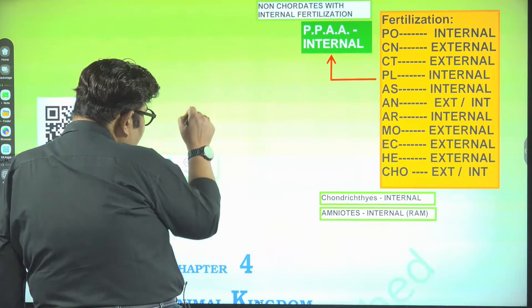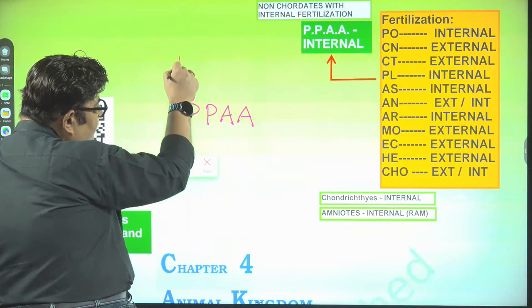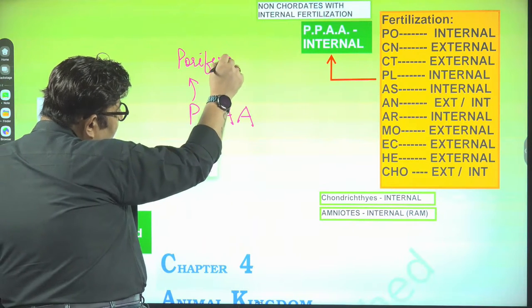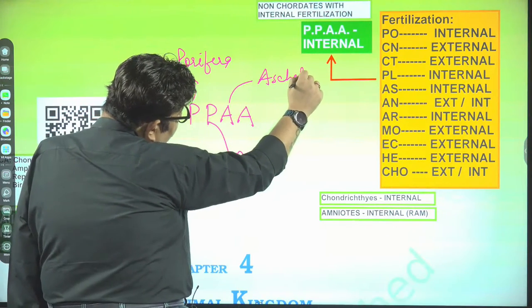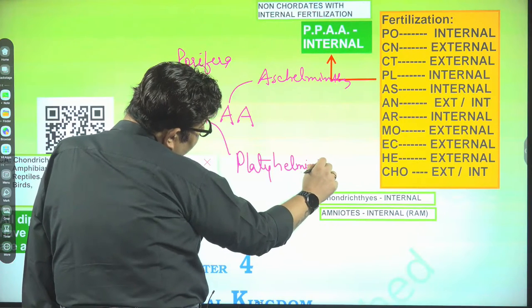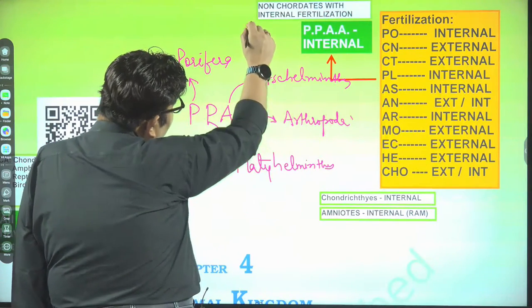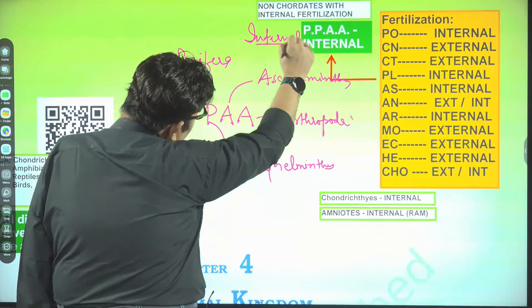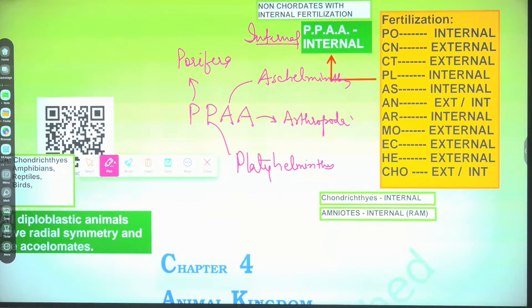And they can be remembered as PAPA, okay? This is internal fertilization in non-chordates. This one is Porifera. This is Platyhelminths. This one is Aschelminths. And then it is Arthropoda. Exclusive internal fertilization is in these four phyla: PPAA, PAPA. P for Porifera, another P for Platyhelminths, A for Aschelminths, and the last A for Arthropoda.